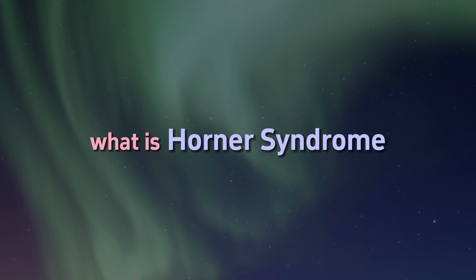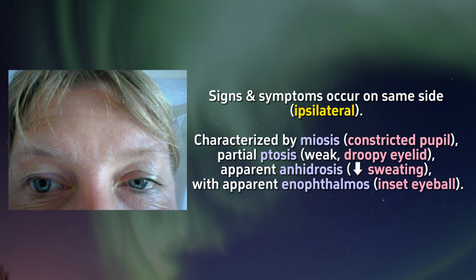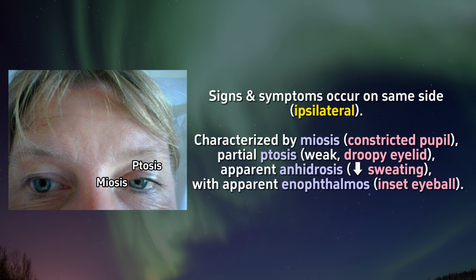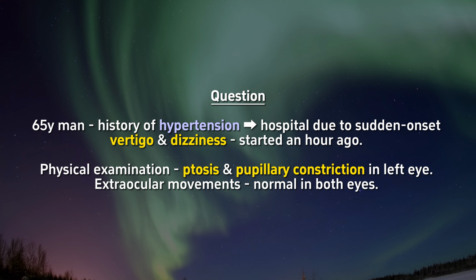What is Horner's syndrome? Horner's syndrome is a combination of symptoms that arises when the sympathetic trunk is damaged. The signs and symptoms occur on the same side, ipsilateral. It is characterized by miosis, a constricted pupil; partial ptosis, a weak droopy eyelid; apparent anhidrosis, decreased sweating; with apparent enophthalmos, inset eyeball.